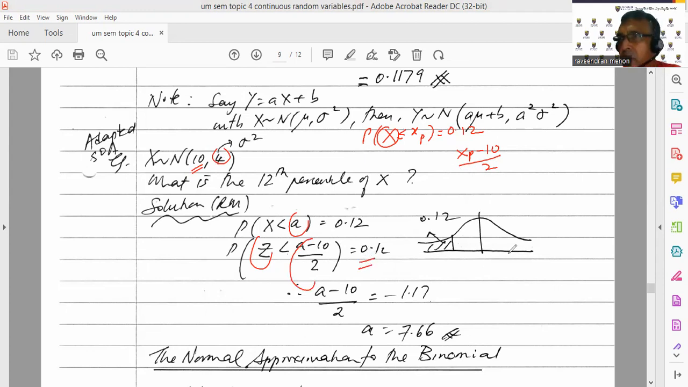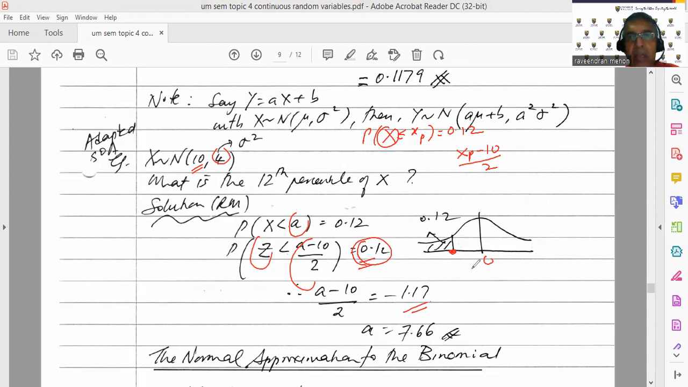So draw a normal curve, place your probability here, 0.12. It'll be on the left side because 0.12 is less than 0.5, so it must be on this side of 0. This value here you pick up from your tables or your calculator. So xp minus 10 over 2 is negative 1.17. Use a calculator and you'll get 7.66.